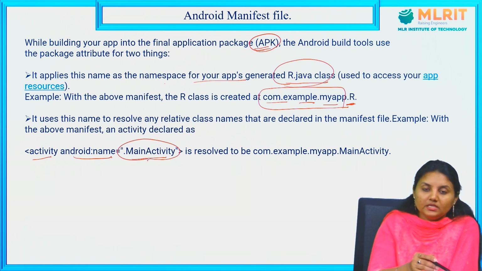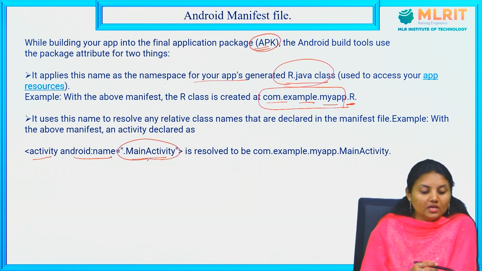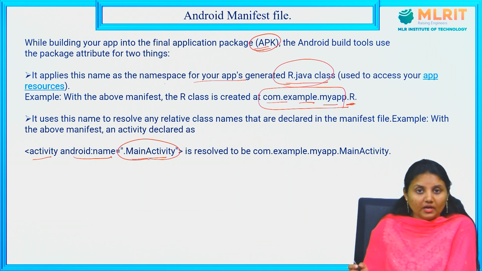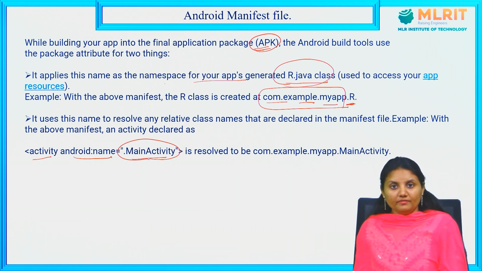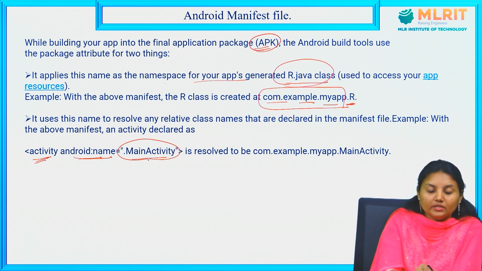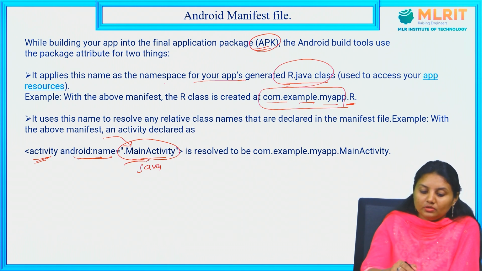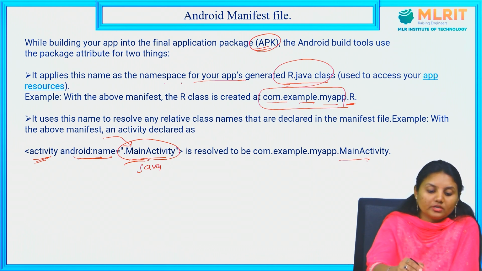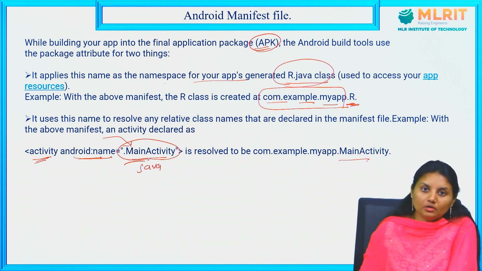MainActivity is here, MainActivity.java. So that MainActivity.java is bound with your manifest file using this activity tag with the property android:name. So here you are accessing your Java, which is resolved to be com.example.myapp.MainActivity. Now the package has been changed to MainActivity. Here we are talking about the resources, so it is myapp.R.